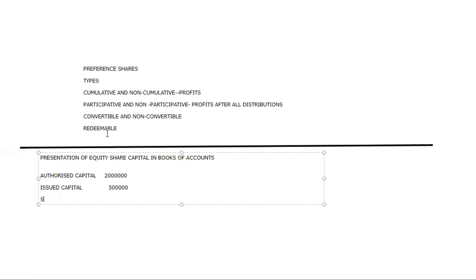Now, what is the next one? The next one is subscribed. Subscribed means how much people have actually purchased. So subscribed capital. I have issued 5 lakhs worth.